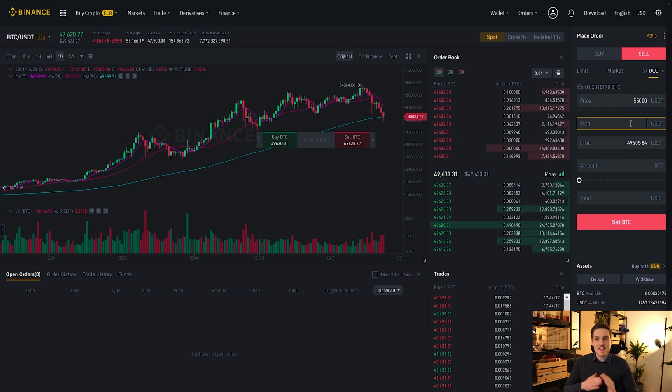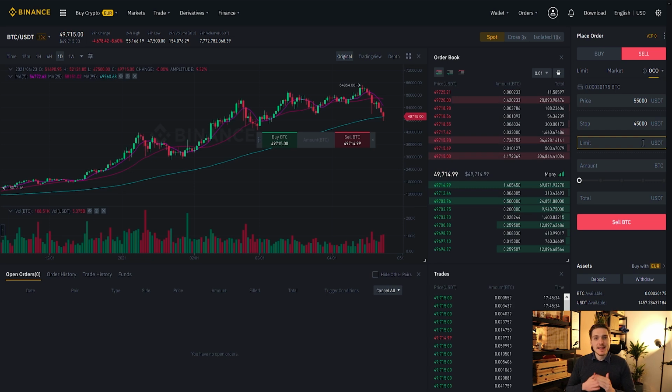The next item is stop, and this is where your Bitcoin is going to be sold if it's trading below this price. So it's always going to try to sell at the best price possible for you, so as high as possible, of course. In this example, if we say that we bought Bitcoin at $50,000, we want to put in a stop loss at 45,000. So let's say that if the price of Bitcoin goes below 45,000, I want Binance to start selling my coins.